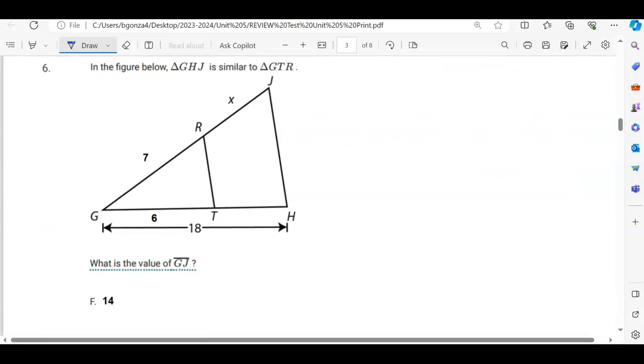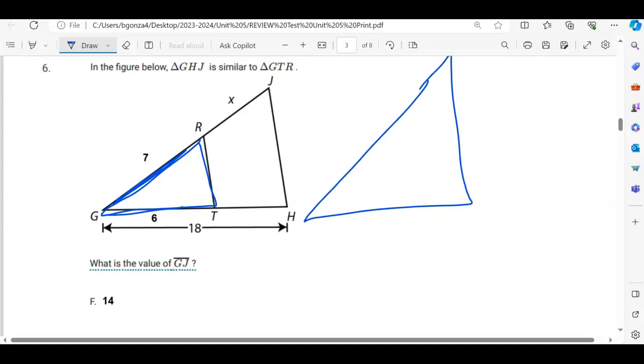All right. So right here we have 7. We have 6. I redraw the big one. The bottom of the big one is 18. The side of the big one, I have to add 7 and x. So it's 7 plus x. Cool. And then I connect small to big. This side 7 goes to 7 plus x.